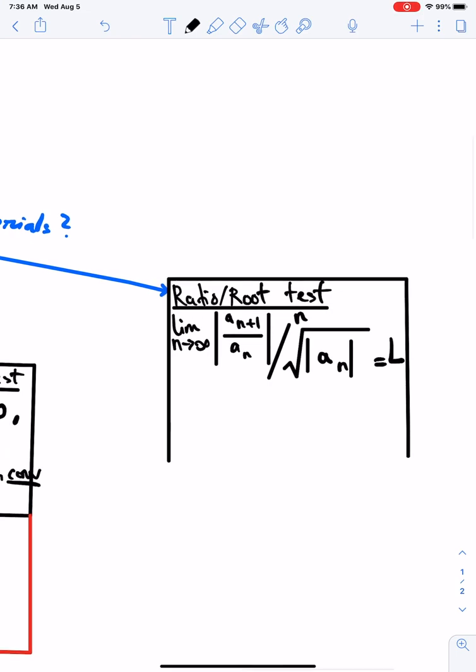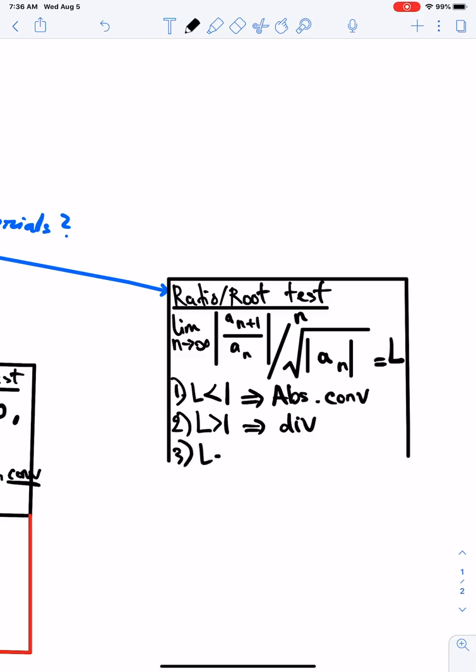Now we have three possibilities, remember? If L is less than 1, well, then we know this is going to be absolutely convergent. Pretty strong condition. If L is bigger than 1, well, we have divergence for that. If L goes to 1, well, whatever goes to 1, then what happened? Well, it's going to be inconclusive, isn't it? Cannot tell.